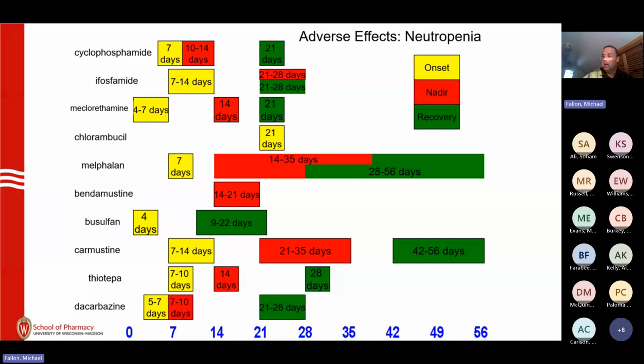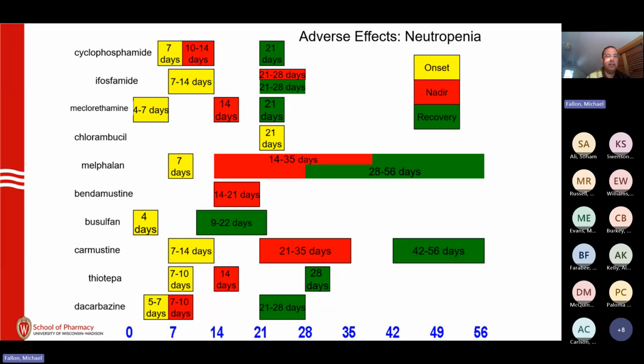Okay, so I'm going to go head to toe, but we'll start with some whole body side effects. Neutropenia. And so as you saw, cyclophosphamide, the most commonly used drug, this is really why it has a really clean, happy neutropenia profile.